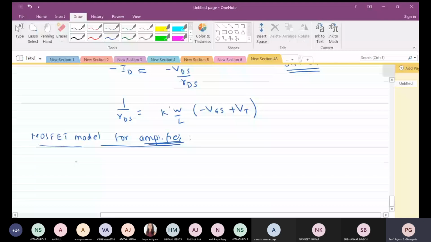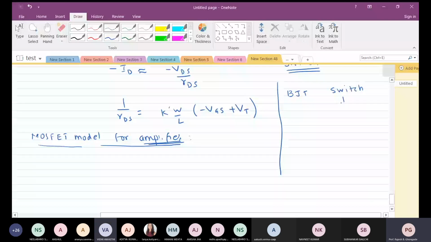Now remember, just for comparison and for recall, BJT, when I wanted to use it as a switch, which region was it supposed to work in? Saturation and cutoff. Remember, saturation over there is different in MOSFET. Oh, sorry, let us complete this first.